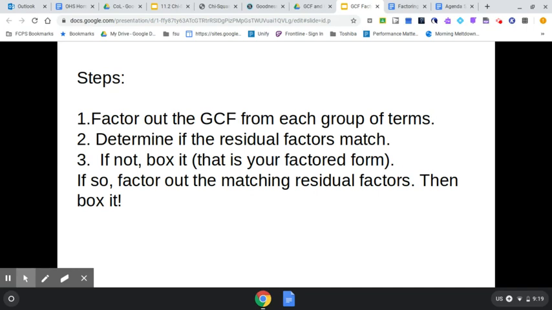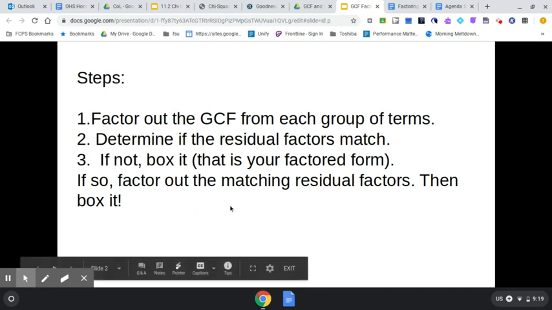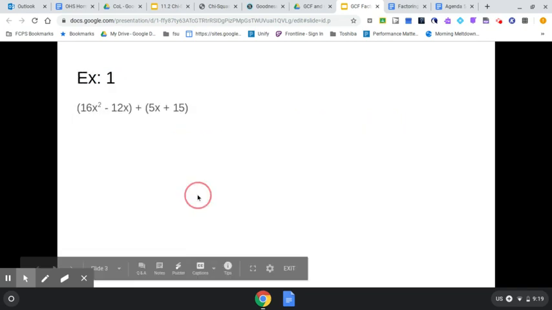If not, box it. You're done. That is your factored form. If they do match, factor out that matching residual factor and then box it. You're done. You're factored. Okay, guys, we're going to see how those steps actually come into play with some examples.